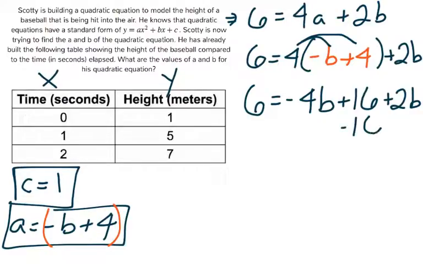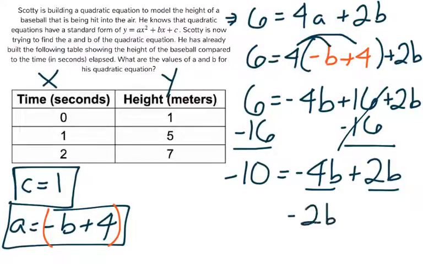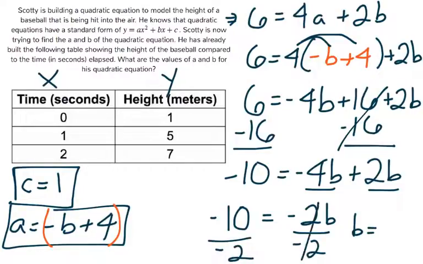I'm going to get rid of that 16 first. I want to get all my b's together. Crossing out, 6 minus 16 is negative 10 equals, and then I can combine like terms over here. Well, let's write out negative 4b plus 2b. Now I'm going to combine like terms. These both have a single b, so negative 4b plus 2b gives me negative 2b equals negative 10. Divide by negative 2, and my answer is b equals negative 10 divided by negative 2, which is positive 5.